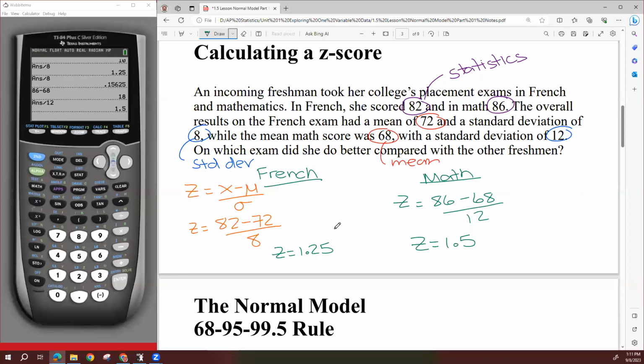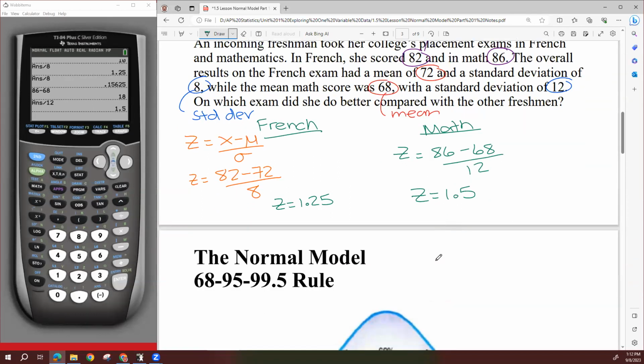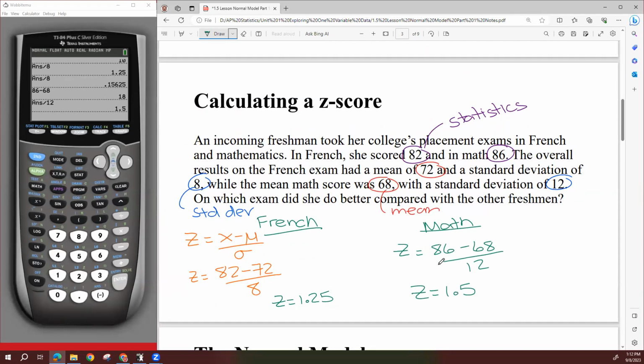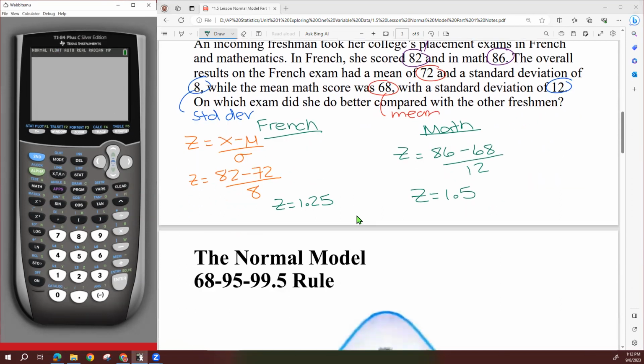In this case, being above the mean is better. That means her score was better than the average score. A z-score of 1.5 is better than a z-score of 1.25 because she scored higher above the mean on the math test than she did on the French test. So she did well on both tests, but relative to her peers, she scored better than the average student by a higher amount on math than in French. That's an important reason that we use z-scores, standardized test statistics, so we can compare two groups that necessarily don't have a comparison otherwise.